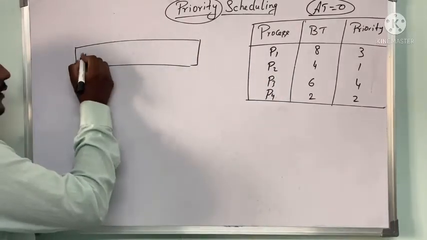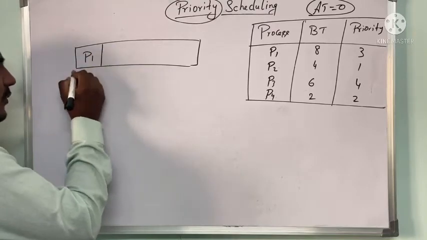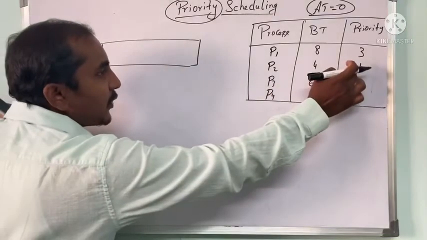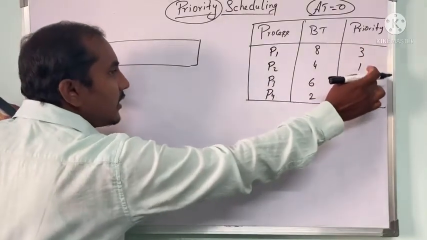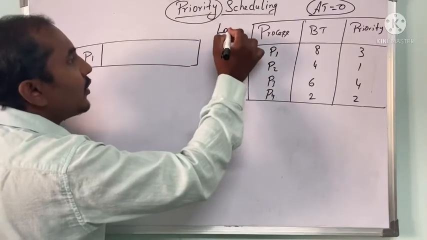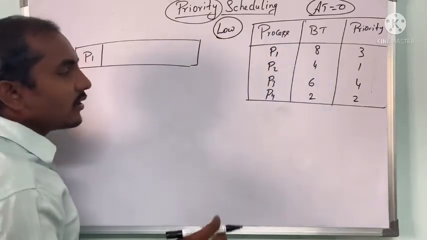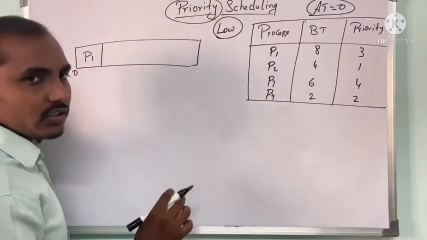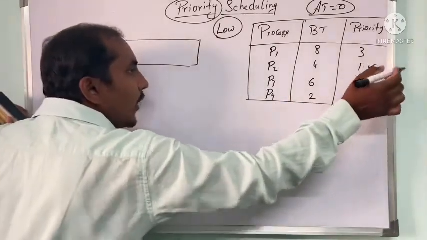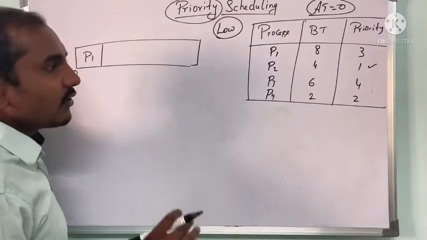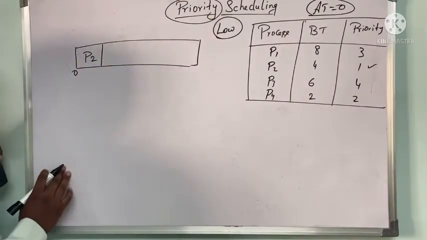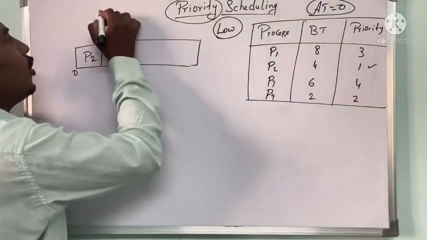First, process 1, which has arrived at 0 milliseconds, and you can see we have priorities 1, 3, 4 and 2. Since we will be considering low priority, in the sense that whichever process has the lowest number will be considered the highest priority. The lowest number is 1. So in the given list, the first process that will start execution is P2. Okay, and this is non-preemptive.